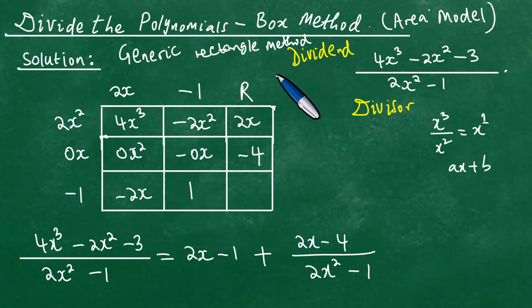So we used it now to actually perform division, to divide a cubic polynomial by a quadratic polynomial. So yeah, we are sorted, and this is the result.